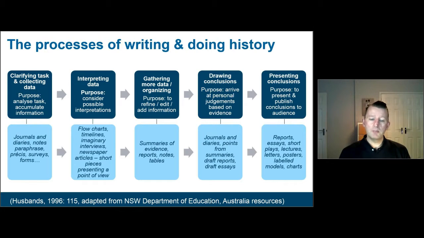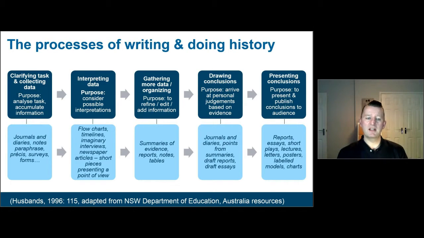Now, along the bottom, Husbands points out that there are different forms of writing that are associated with each of those stages. So the first one, clarifying a task and collecting data, the kinds of things we're asking children to do might be keeping journals, making notes, paraphrasing information they find, maybe producing surveys or forms or having tabular formats for recording how many people say this, how many people say something else.